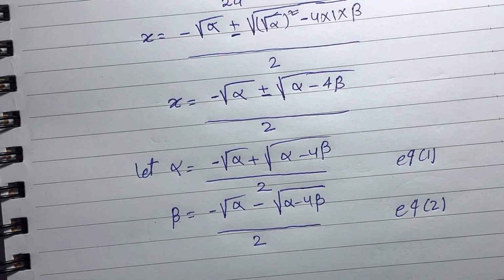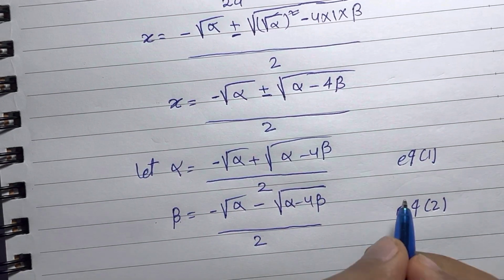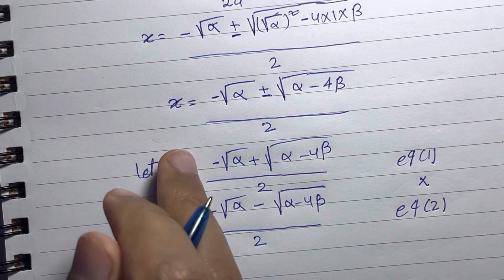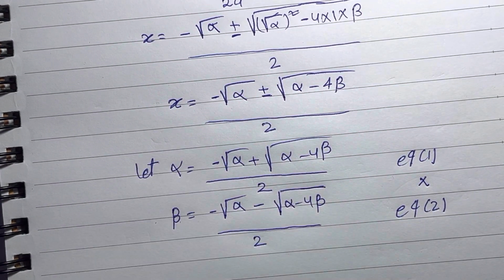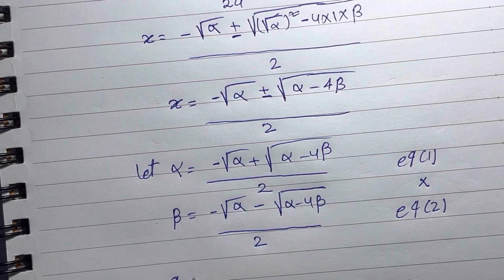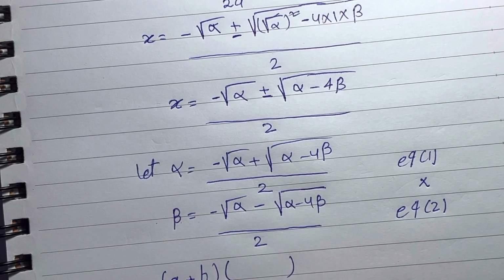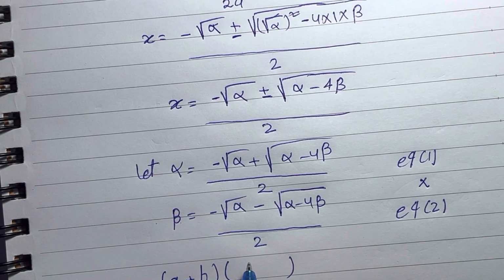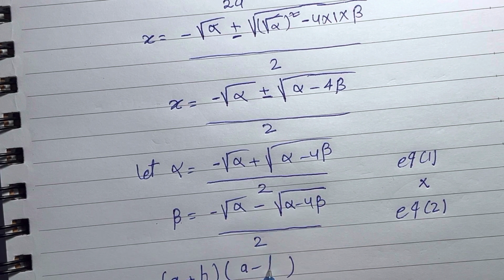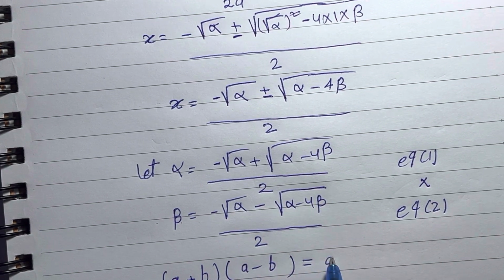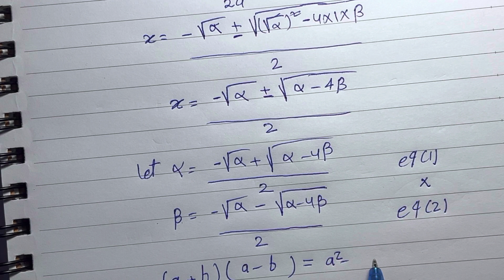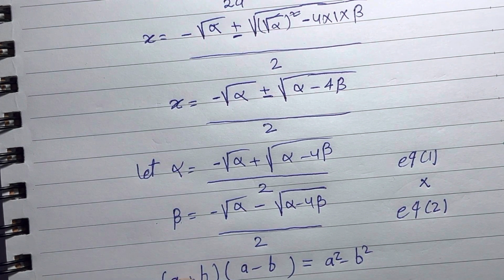What I'm going to do after is multiply equation 1 by equation 2. And we know this formula: (a plus b)(a minus b) equals a square minus b square. A square minus b square.